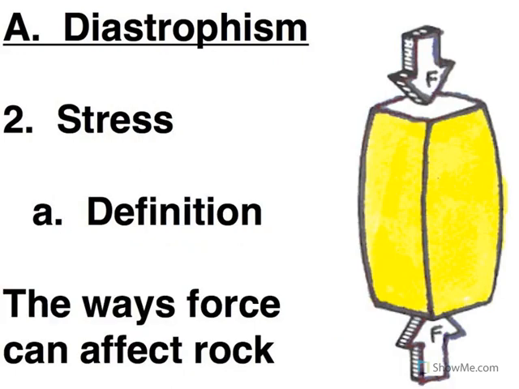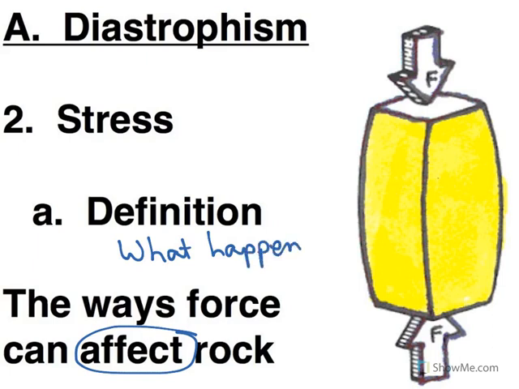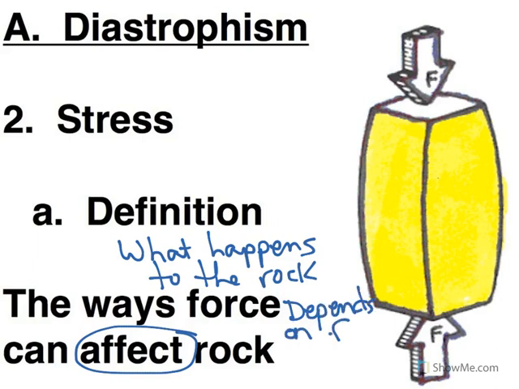So stress, this is the way force can affect the rock. So here we're looking at what happens to the rock. And this really just depends on the direction of the forces. And of course, that's going to be related to which way the plates move. So let's look at the different types of stress.